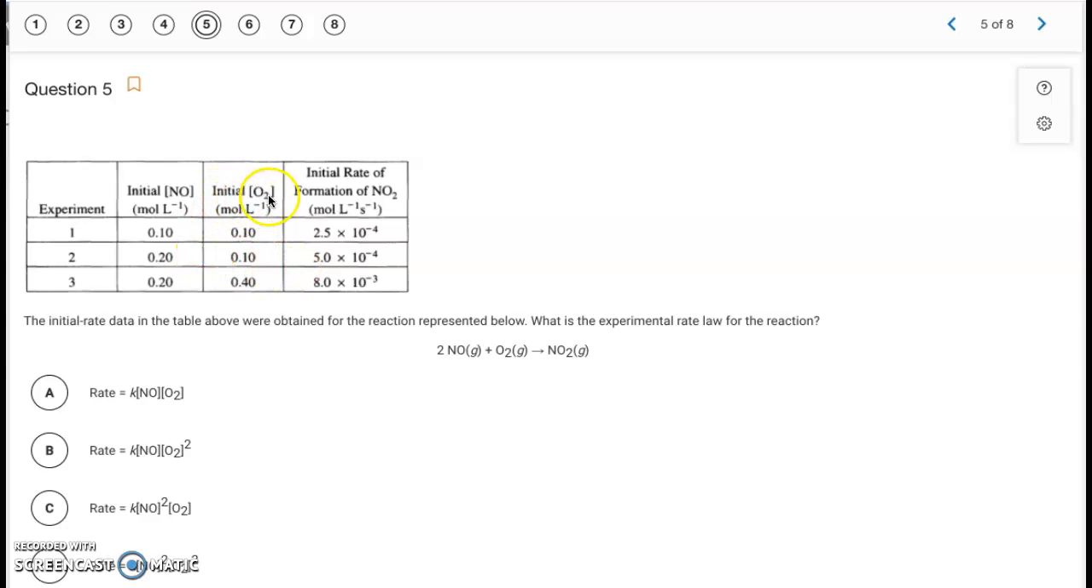And then we do the same thing with O2. So we want to look at experiment 2 and 3, where NO is held constant. So in this case, O2 is quadrupling. It's going from 0.1 to 0.4. This is going from 5 times 10 to the negative 4th to 8 times 10 to the negative 3rd. So it's like it's going from 5 to 80. So it's 16 times the rate. So 4 squared equals 16. So the order with respect to O2 has to be 2. So now we look for the rate laws down here, and this is the one that matches up. NO to the first order, O2 to the second order, so the answer is B.